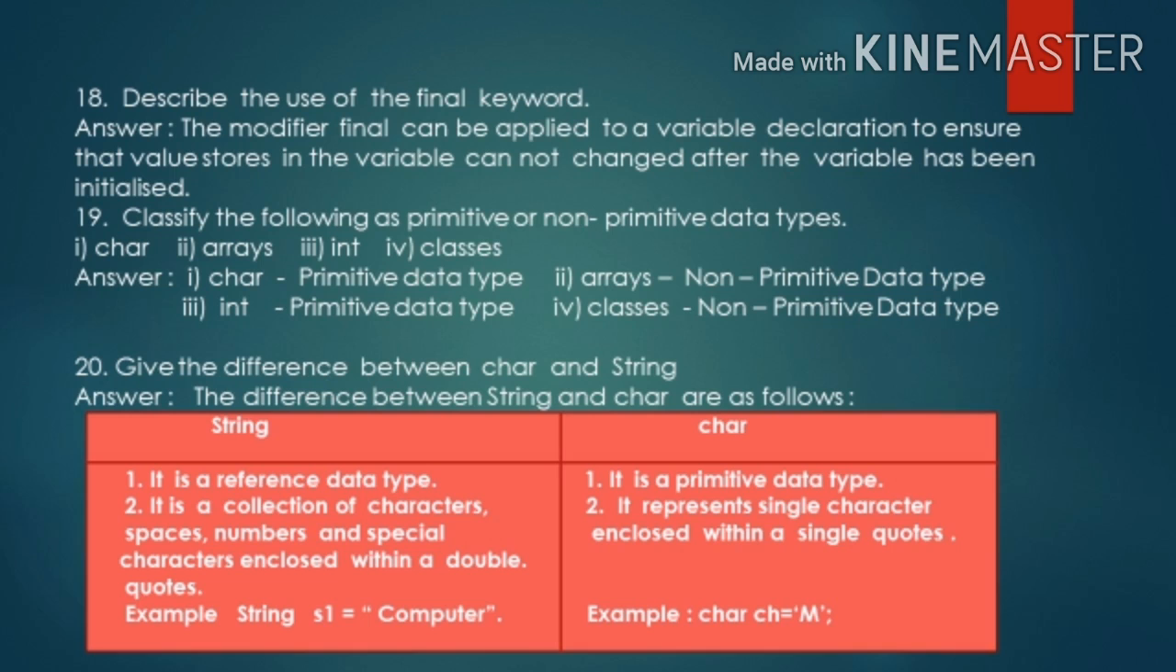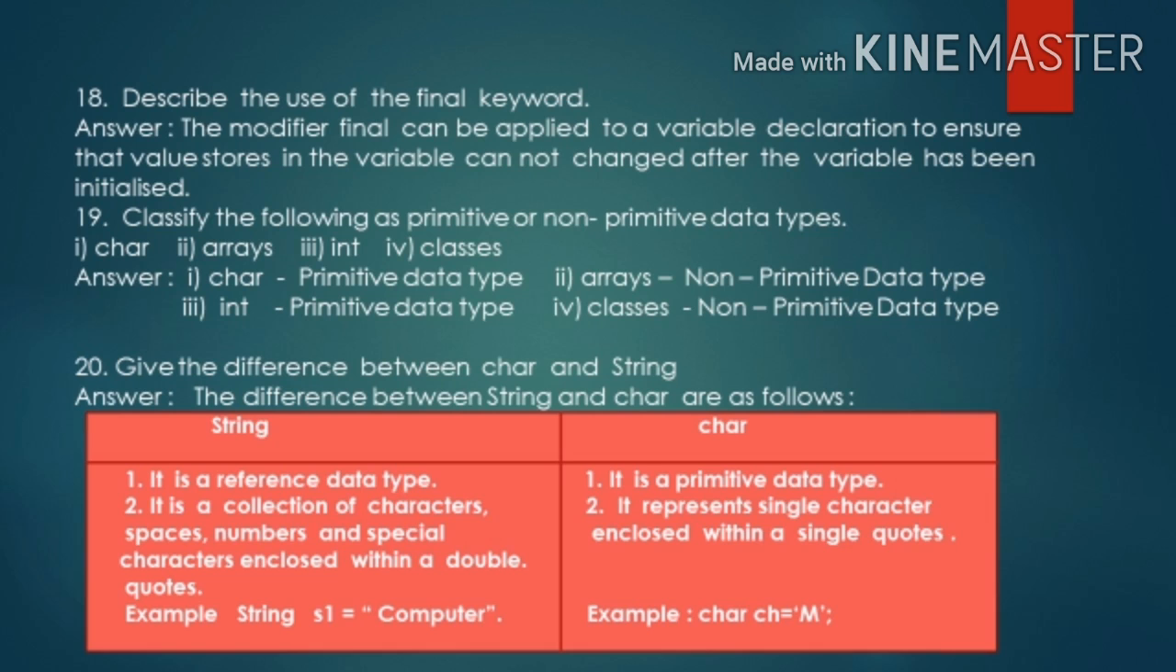Question number 18. Describe the use of the final keyword. Answer. The modifier final can be applied to a variable declaration to ensure that the value stored in the variable cannot be changed after the variable has been initialized.